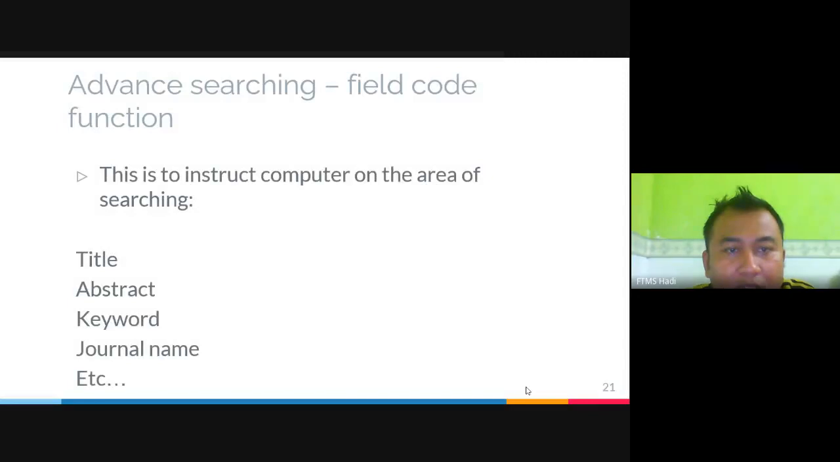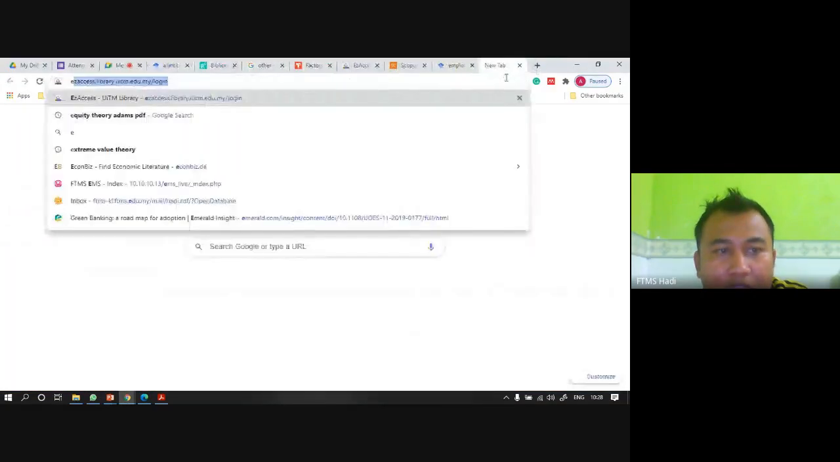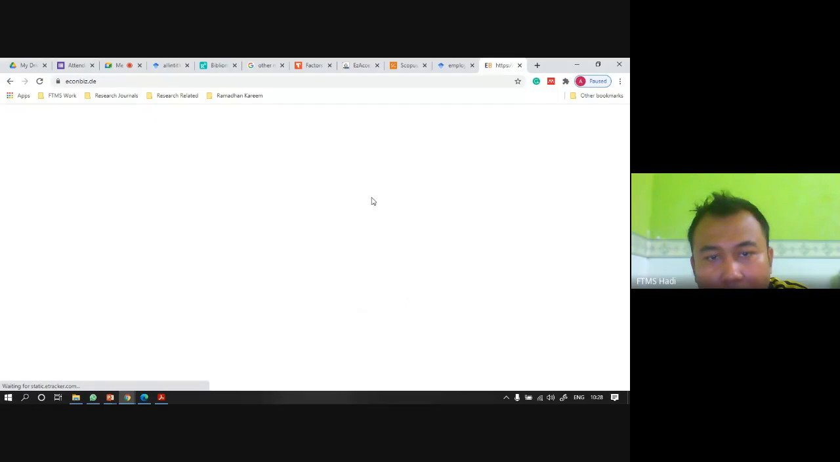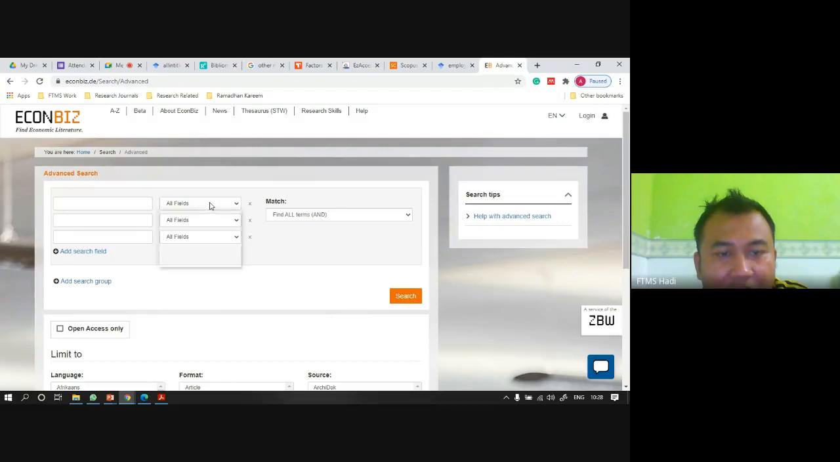Okay, advanced searching: field code function. This is to instruct the computer on the area of searching. Do you want to search by title, abstract, keyword, journal name, and so on? So with field code, you instruct the computer to search by filters. I'll give an example. Let's say I'm opening econbiz.de and clicking advanced search. You see, this is a field code. It means you can search by title, subject, author, institution, publisher, and so on.